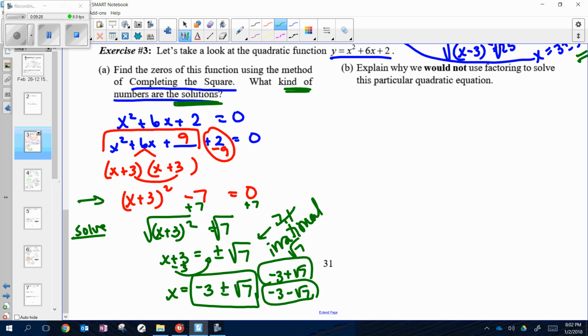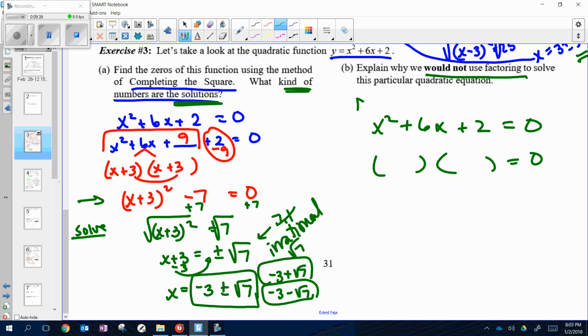Why would you not use factoring? Why would we not use factoring to solve this? Well, if you look at it, it's because it's not going to factor. It's not factorable. Not every equation is factorable, so this is a really nice method to know how to do.